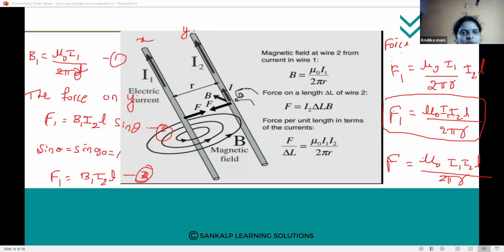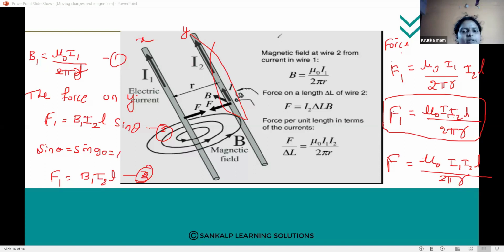Because you can see here, in the Y conductor the current is denoted as I2. But the magnetic field is perpendicular to the surface. For that it becomes 90 degrees, therefore sin is 1. So F1 is equal to B1 I2 into L, that is equation 3. Therefore the force, substituting equation 1 in 3, we will get F1 is equal to mu naught I1 I2 into L divided by 2 pi R.